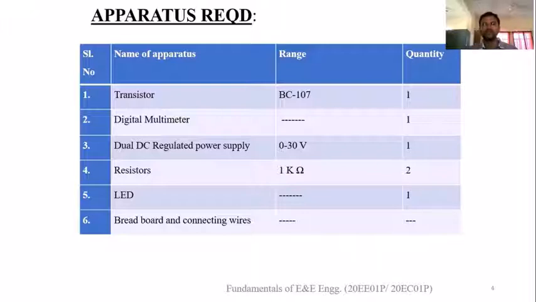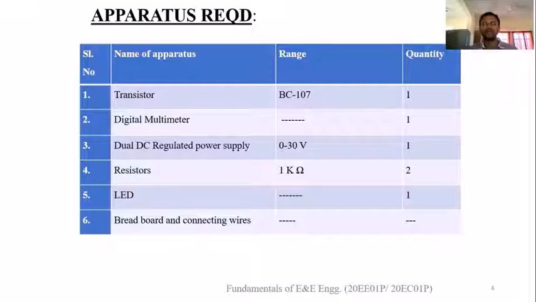Next will be a digital multimeter. You require it to test the functionality of the transistor terminals, and a DC regulated power supply, either a dual channel DC regulated power supply or 2 regulated power supplies. But anyhow you need 2 channels of RPS here. Either you can take 2 RPS or a single RPS where dual channels are provided.